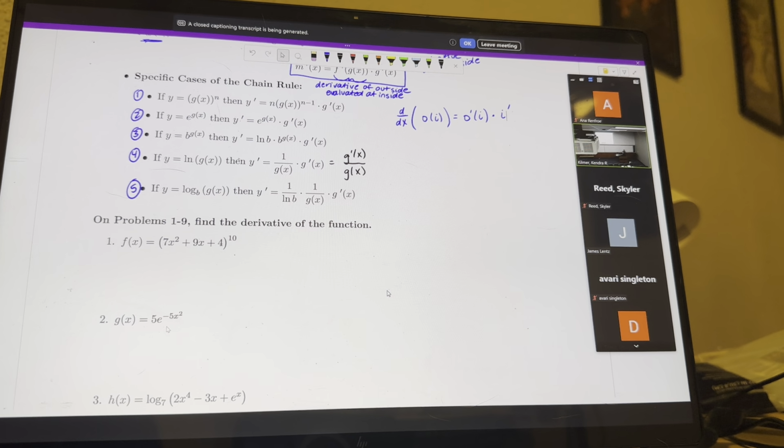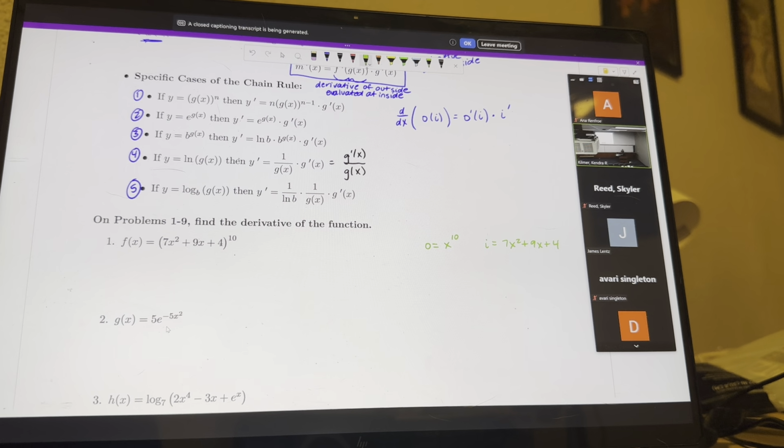And so that tells me that my outer function is basically what I'm doing to that inner function, and that inner function is being raised to the 10th power. So I'm going to identify my O as x to the 10th, because that is what I am doing to that inner function. My I, my inner function, is that 7x squared plus 9x plus 4.